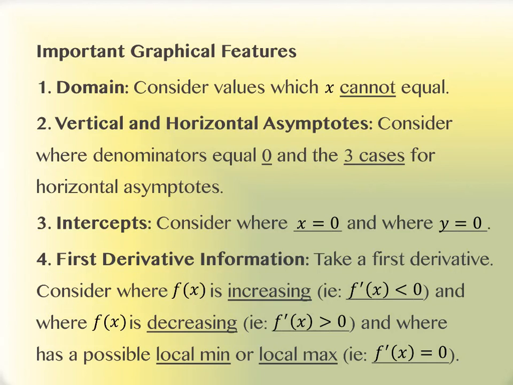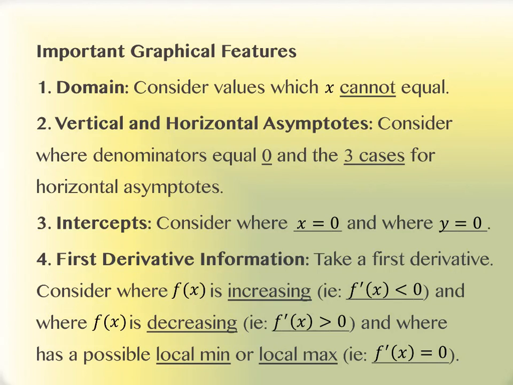The second issue is whether or not we have vertical or horizontal asymptotes. Now, sometimes you do and sometimes you don't. So this isn't necessarily going to happen on every graph. Domain is going to happen on every graph, right? But asymptotes may or may not. So vertical asymptotes, remember, occur when the denominator is equal to 0, or at least potentially occur there. And then there are those 3 cases for horizontal asymptotes that we talked about a while back. So we could have to look at those again as well if we were dealing with a rational function.